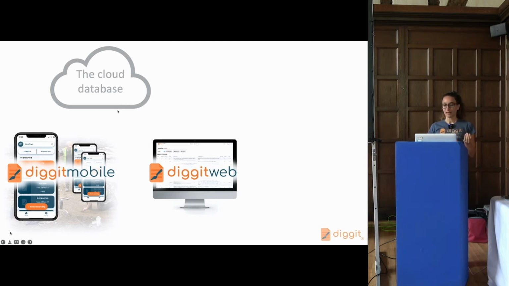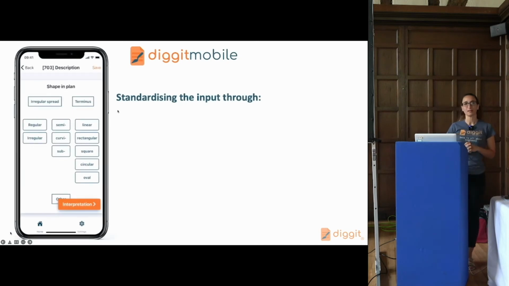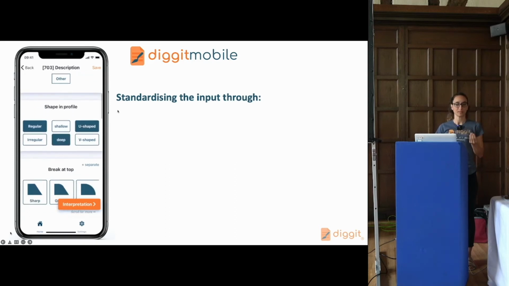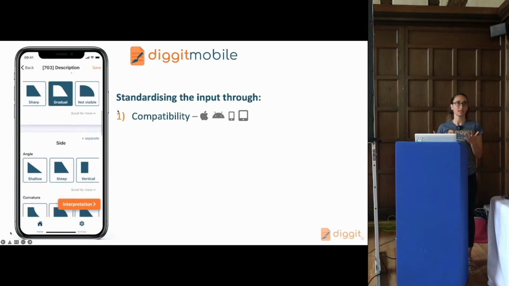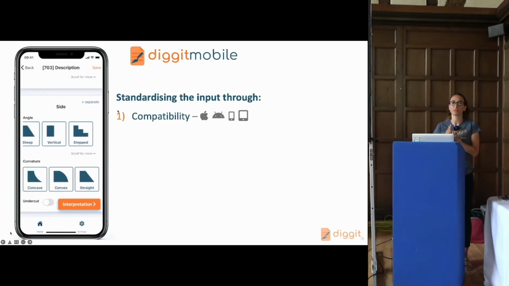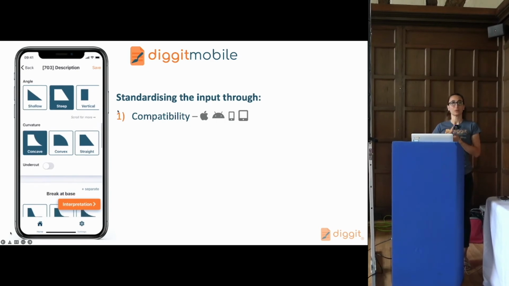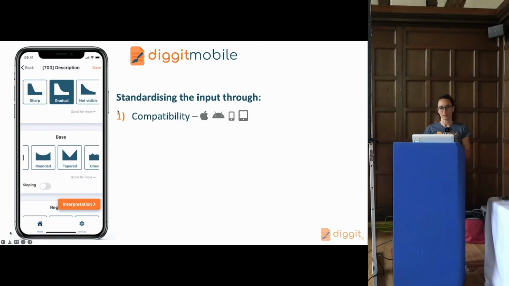So let's look at how the system introduces data standardization, starting with Diggitmobile. So this is Diggitmobile, and this is our solution to standardizing the input. And we achieve that looking at 5 key principles. The first one is connectivity, because you can't achieve standardization if you're exclusive to one particular platform or one particular type of device. So Diggit works on all Android or iOS devices, whether they're smartphones or tablets.